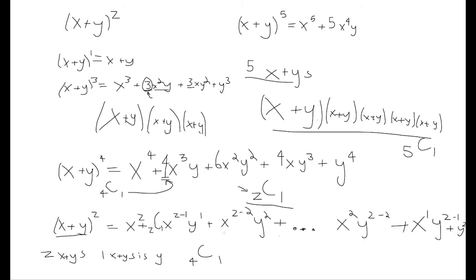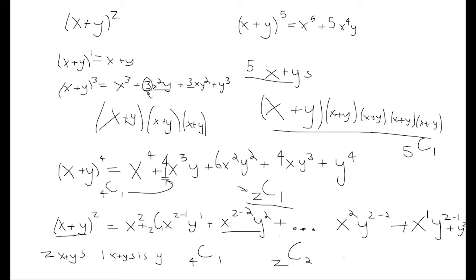Now what about this next term, right? What if we were picking out two y's? Well, that's the same as saying how many different ways can we pick y twice? Well, that's just going to be z choose 2, because we're picking two of those x plus y's to be y, right? We're choosing two of them to be y, right?